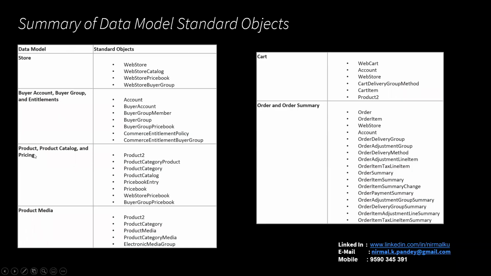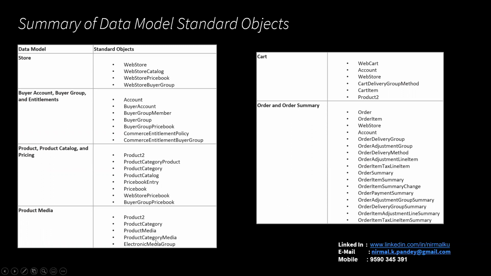So what we have talked about until now: the store, and these are the standard objects related to it. We talked about buyer account, buyer group, and entitlement. So basically you should know what I am talking about, for example, when you say buyer group, what does it mean. And these are the related system objects, in B2C standard commerce, whatever objects we have. Yeah. And then product, catalog, and pricing. So these are the related objects for that.